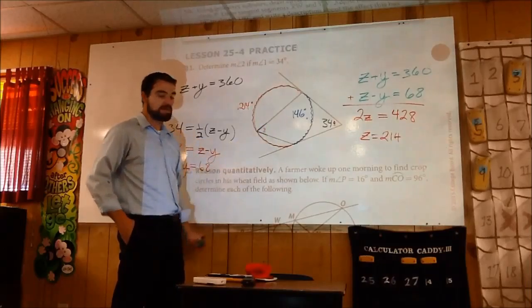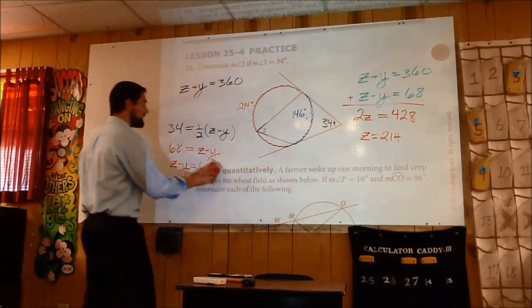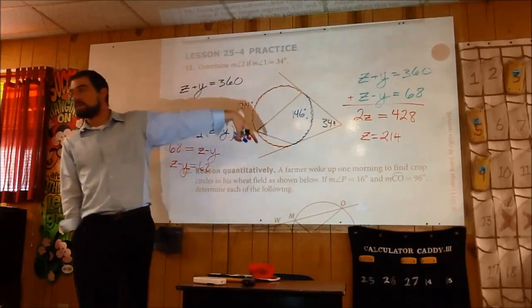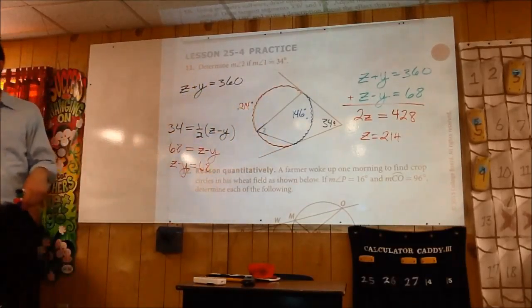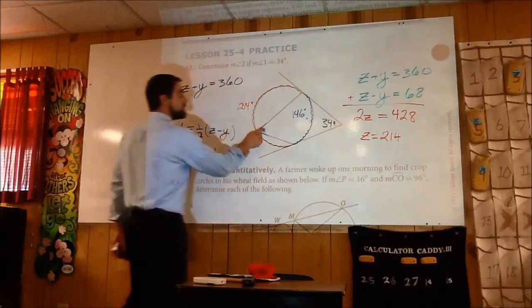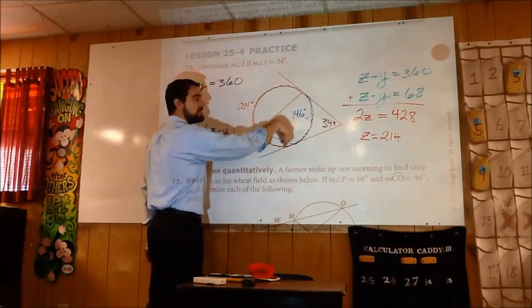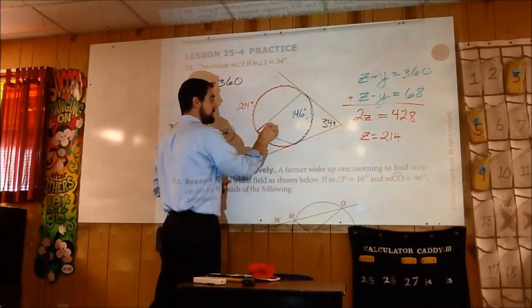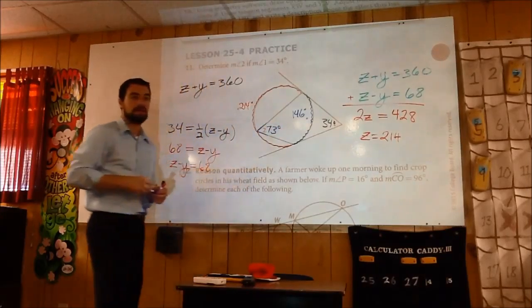How are you going to find the measure of angle 2? Someone remind the class how an inscribed angle is related to its intercepted arc. The angle measurement is 1/2 the intercepted arc. So what's the measure of angle 2 finally? 73 degrees.